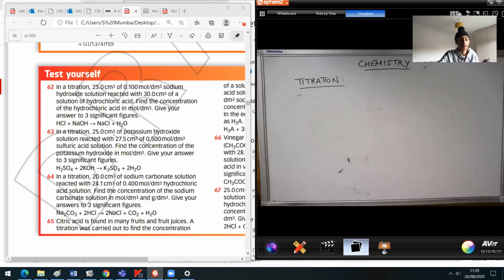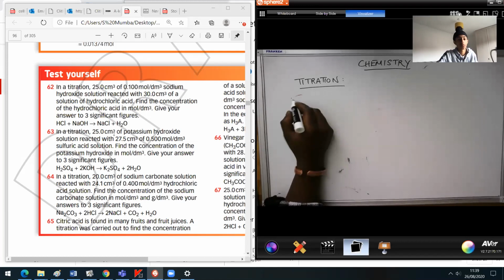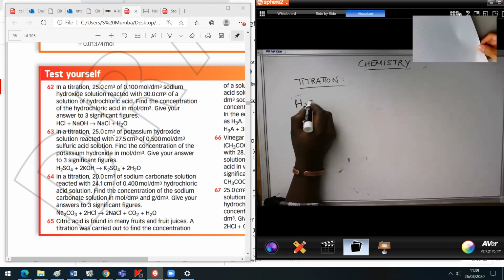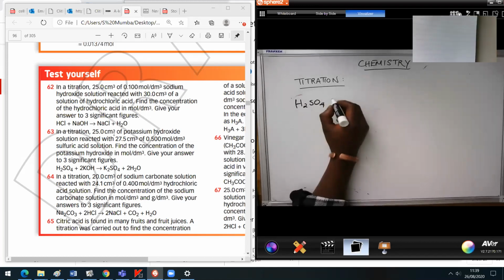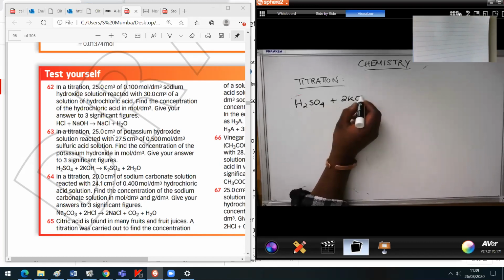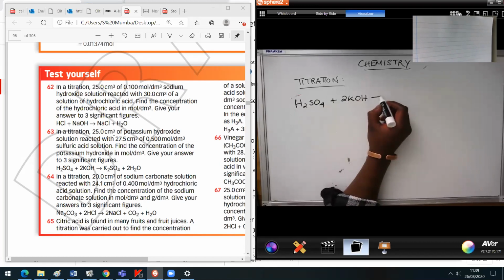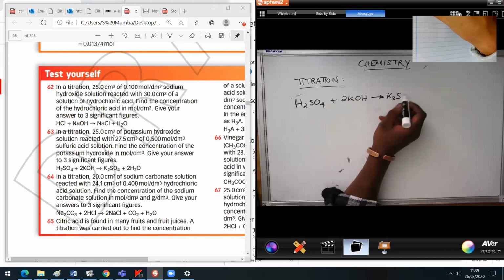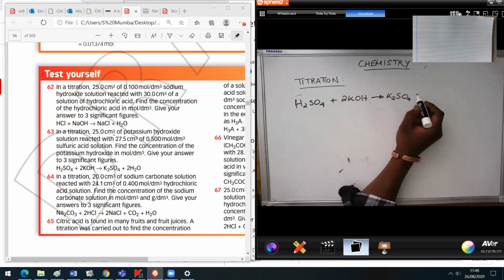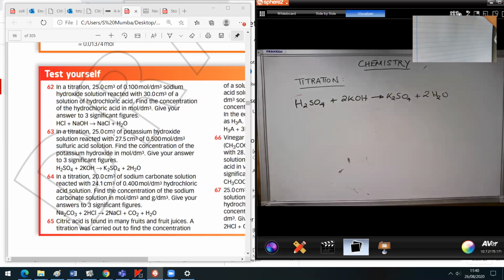Okay, so they've given us a reaction there, and I think they've been kind enough as to balance that equation for us as well. So we've got that balanced, and we are going to need this. So we do need it balanced. K2SO4 plus 2H2O. Okay? Yeah. All right.